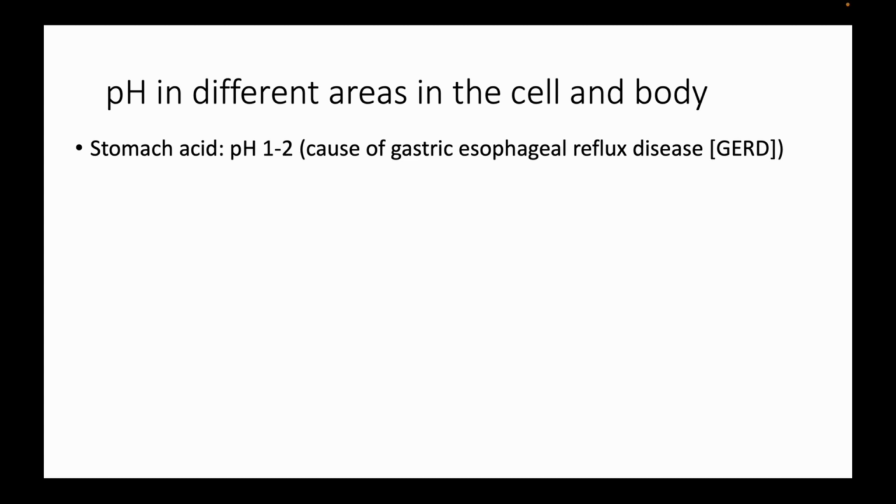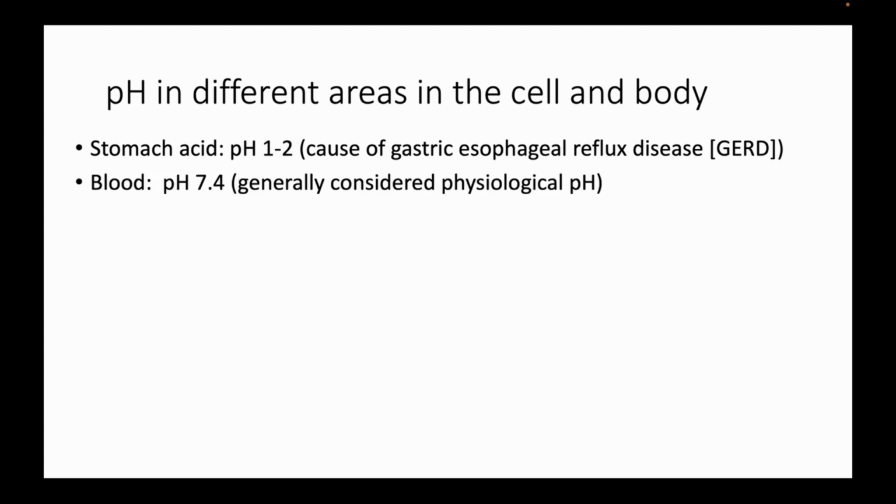And finally, we're going to talk about some different pH areas in the cell and in the body. So we all know our stomach acid has a very low pH of 1 to 2, which is important because we need that acidic condition to digest our food. But this has a clinical application because when that stomach acid gets kicked back into our esophagus, that causes gastroesophageal reflux disease, or GERD, which is a huge issue for a lot of folks. So having the right pH in the right place is super important to prevent disease and tissue damage. Our blood pH is 7.4, which is what we're generally going to consider to be physiological pH, and that needs to stay at that value.